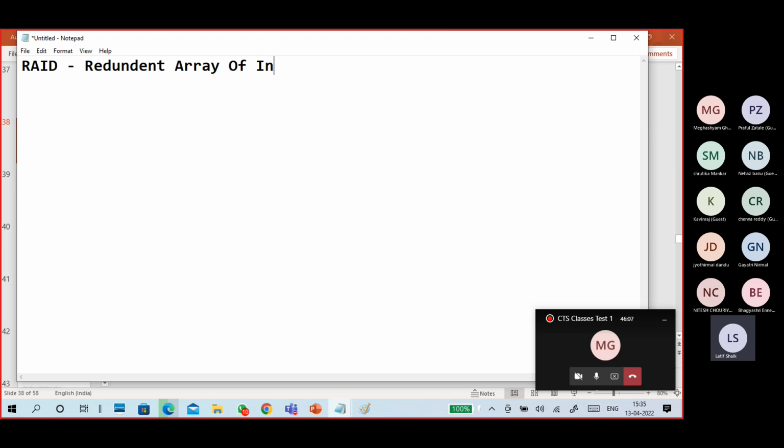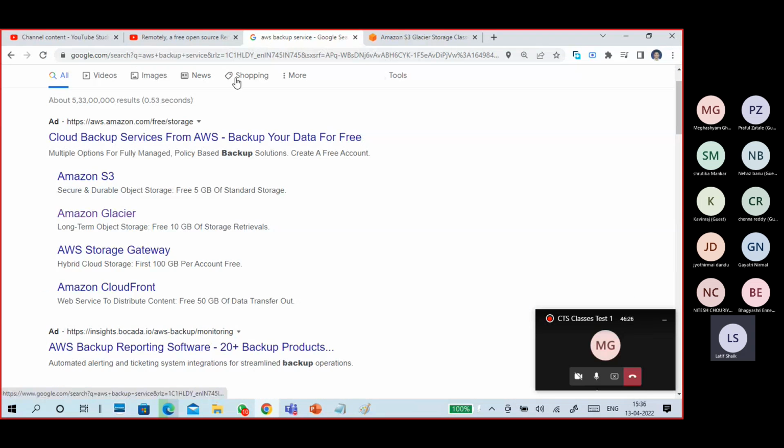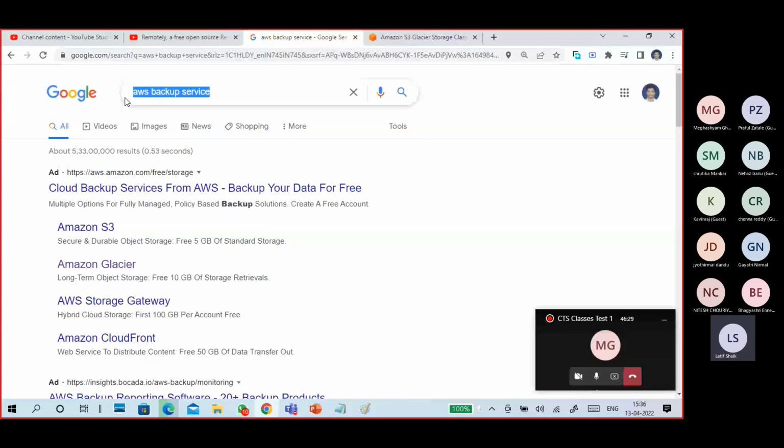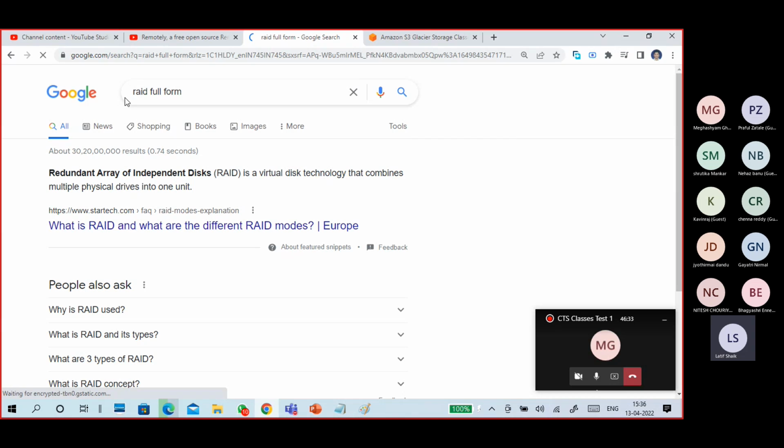Redundant array of independent or inexpensive disk. Why do we need to struggle? We have Google. RAID full form: redundant array of independent disk.